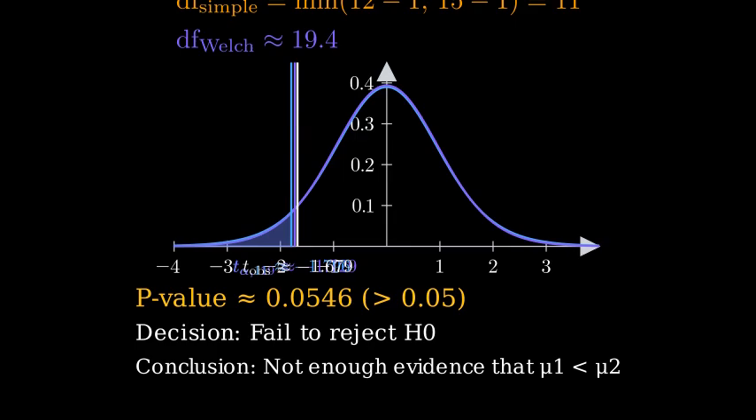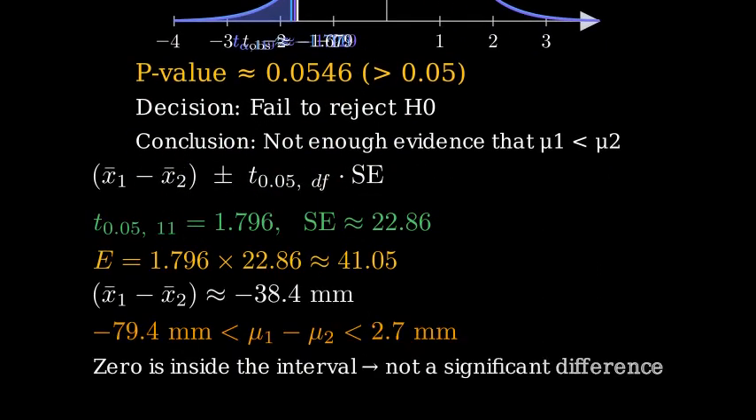Confidence interval for mu1 minus mu2 uses the same standard error and the same t-distribution. For a 90% interval, the critical value is t sub 0.05. Using 11 degrees of freedom gives about 1.796, so the margin of error is that critical value times the standard error. The interval is x bar 1 minus x bar 2 plus or minus the margin of error. Notice that 0 is inside the interval, which agrees with our test decision.